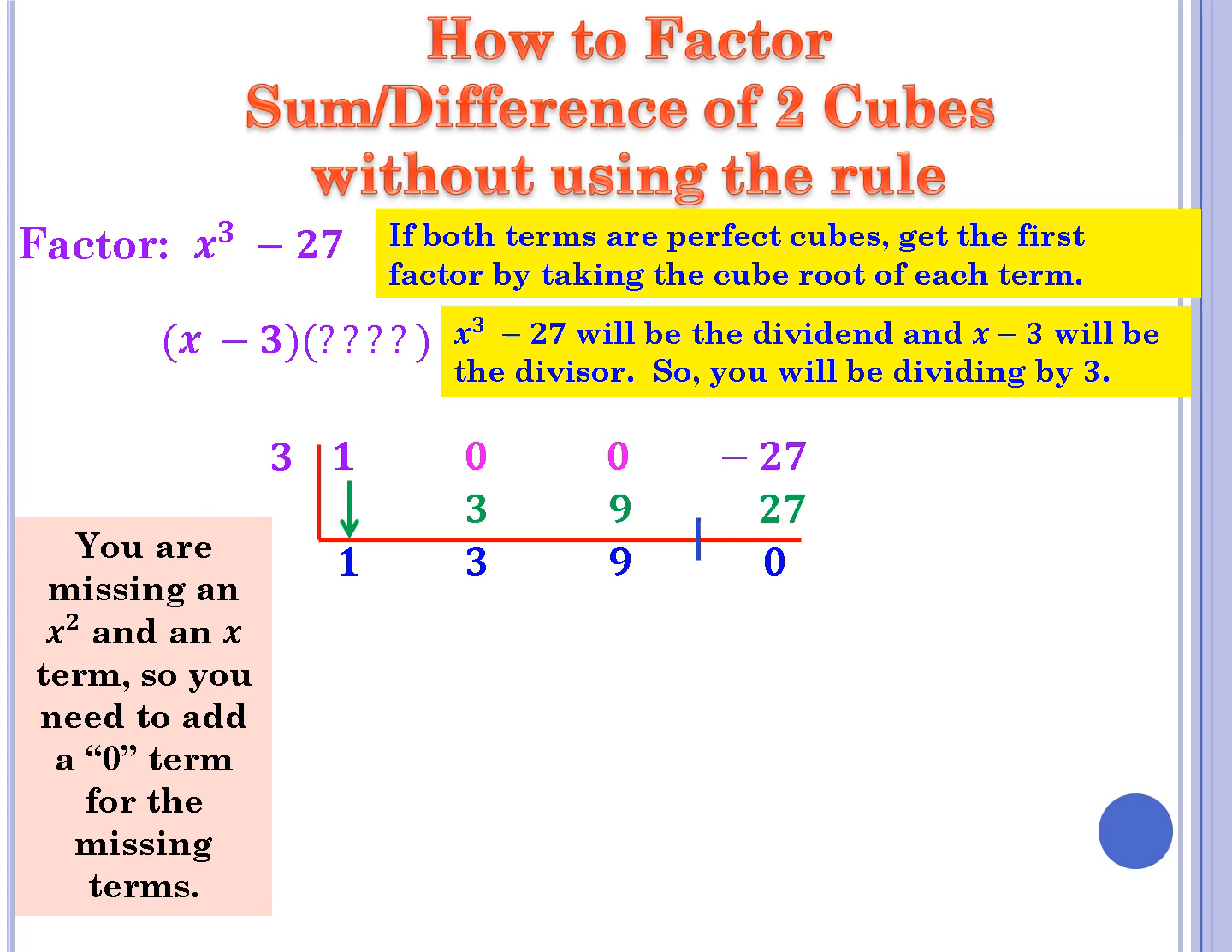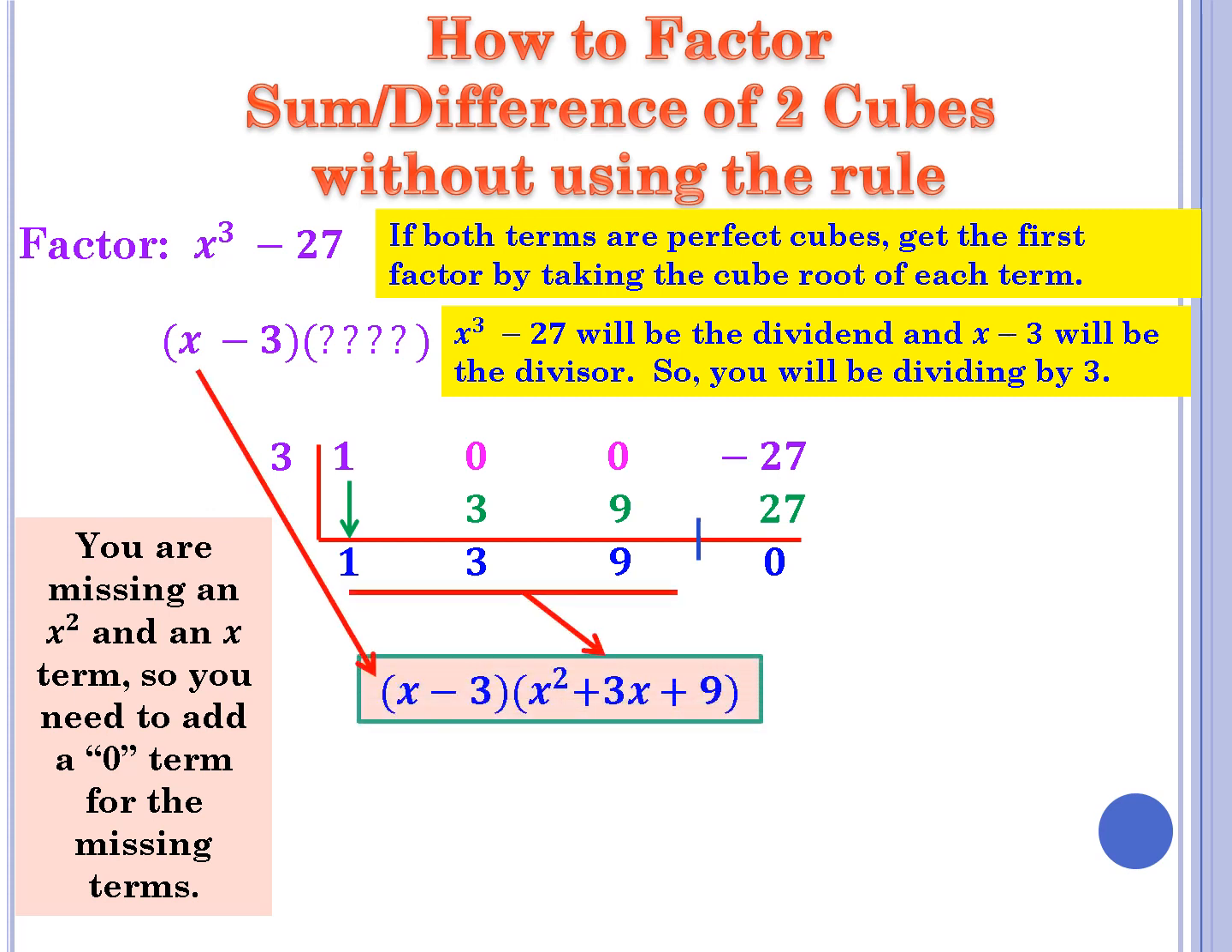You started with an x cubed. So for the answer, you start with an x squared. So that becomes x squared, x, and your constant. So to write the whole factored polynomial, you take the divisor times your quotient, and that's the same thing you would get if you did the rule.